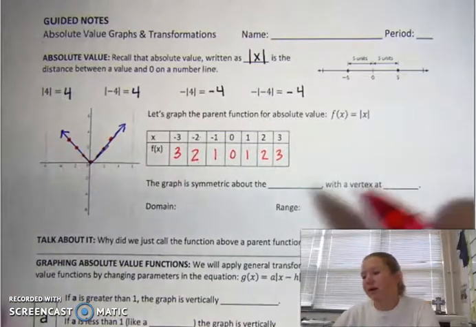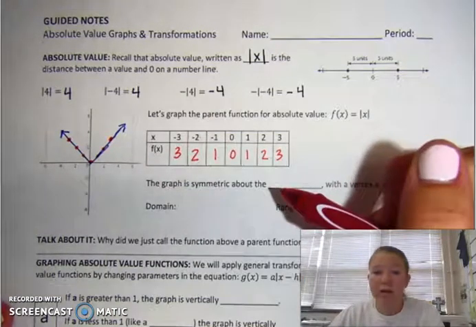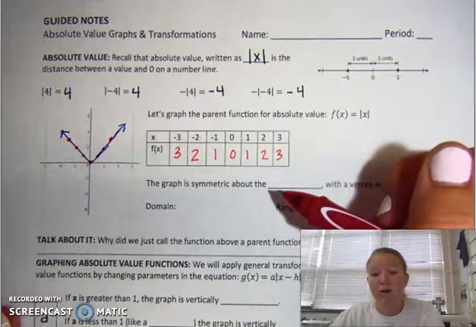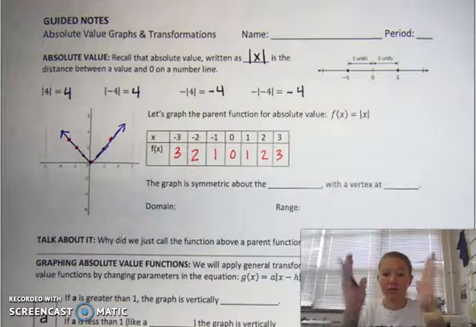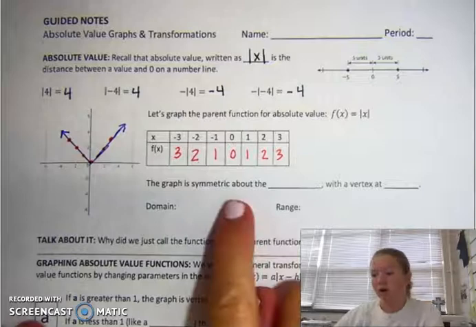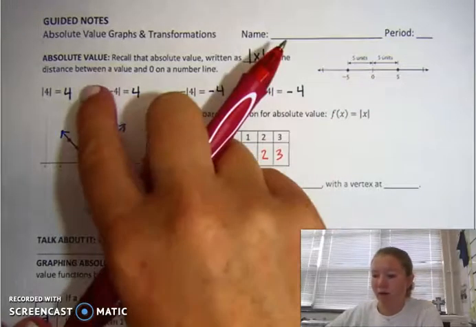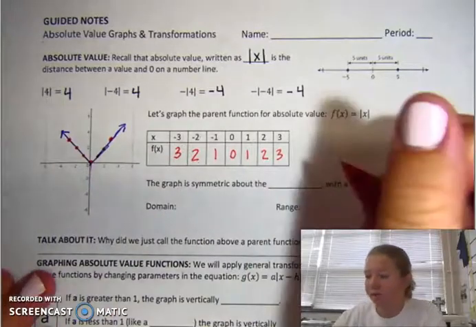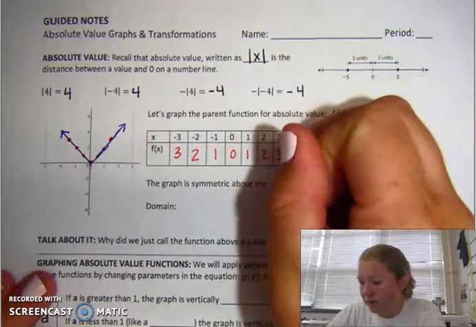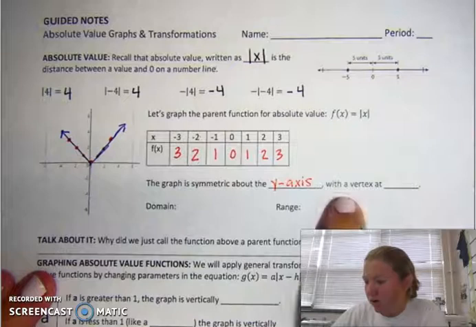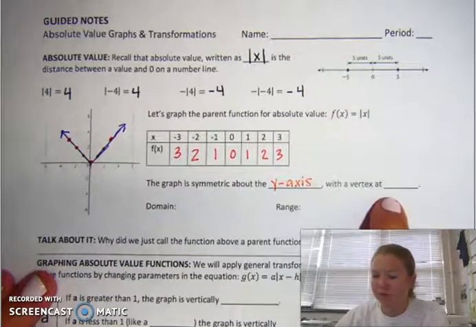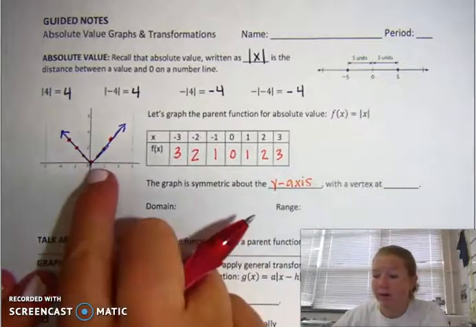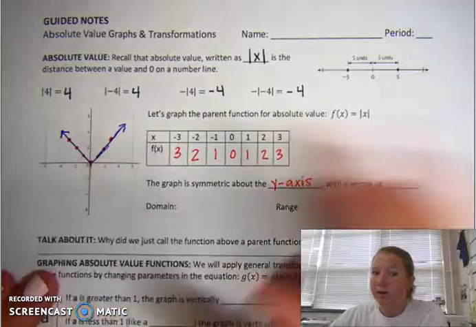This graph is symmetric, meaning that we could cut it in half and we'd get the same thing if we folded it along, or about, the y-axis, because that's where I can cut it and it evenly folds together. So y-axis, with a vertex at, so the vertex is either the highest or the lowest point. Here it's the lowest point, and that's at 0, 0.